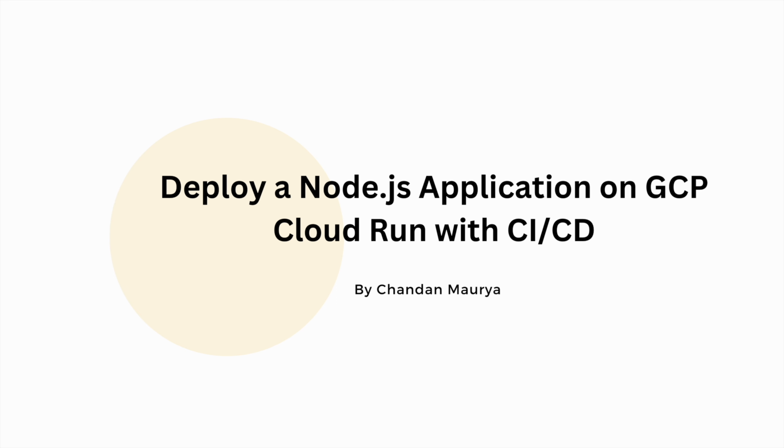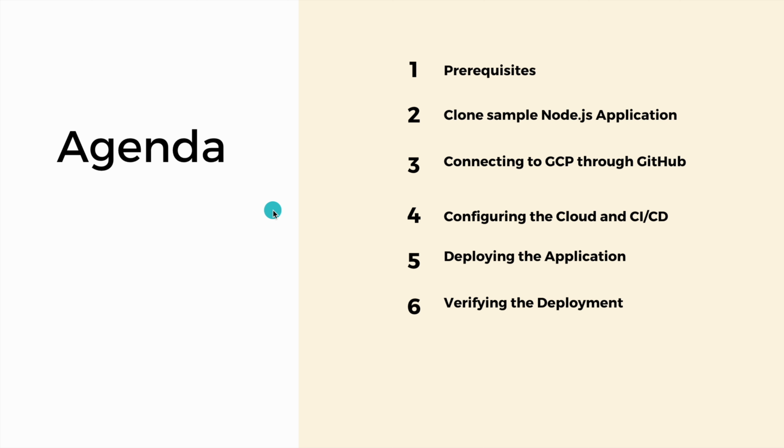So in this video, I am going to explain how to deploy a Node.js application on Google Cloud Platform on Cloud Run service. And along with this, I will show you CI/CD configuration as well, so that next time whenever you push any change in your branch, those new changes get deployed directly in your service. So let's look at the agenda in this video.